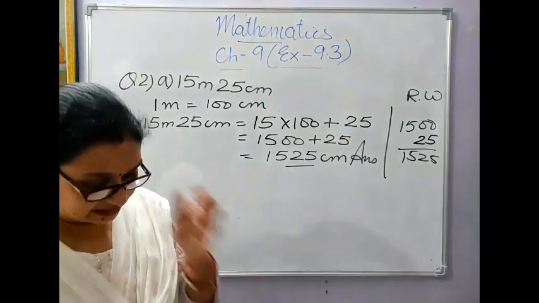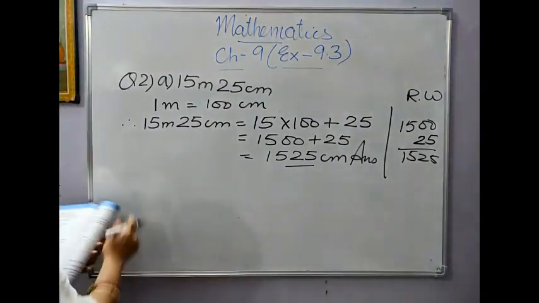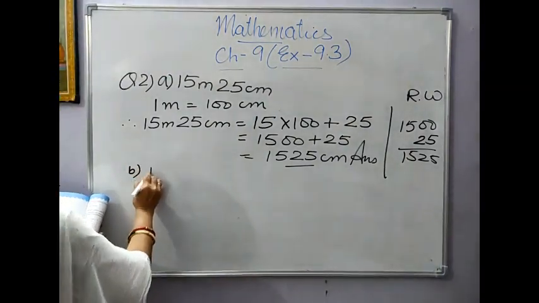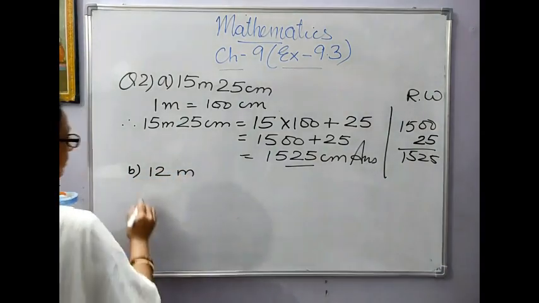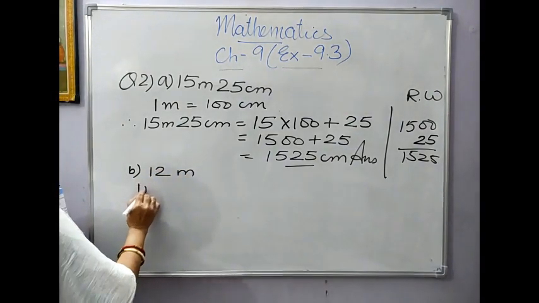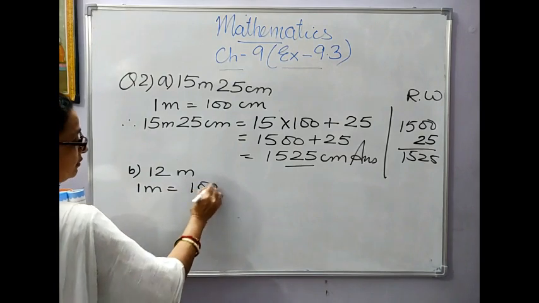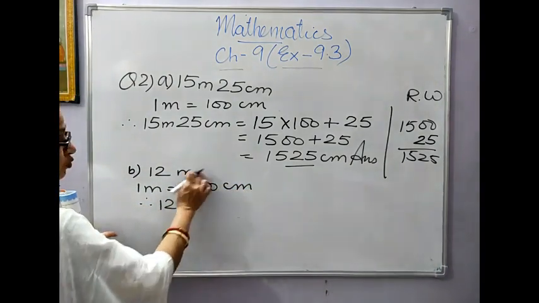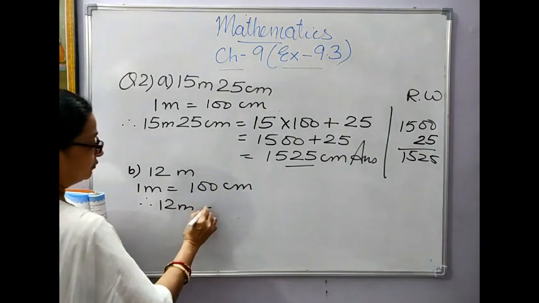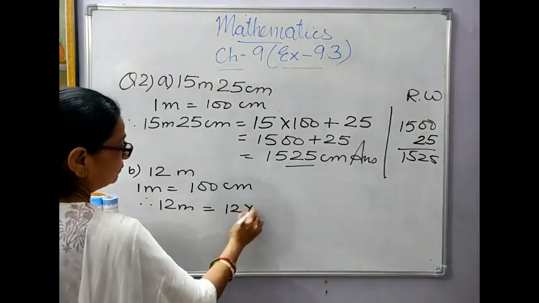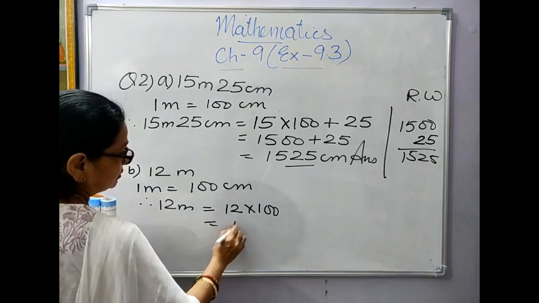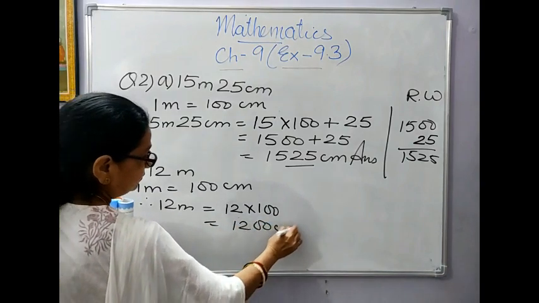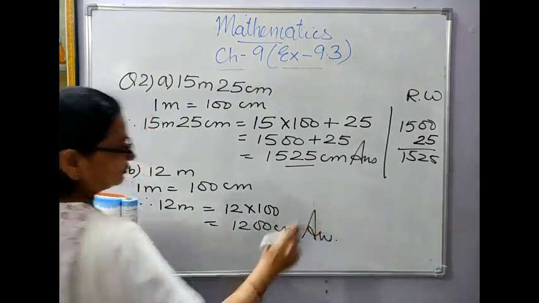Okay. Then the next is 12 meters. It is B. 1 meter is equals to 100 centimeter. Therefore 12 meters. Now there is no other number over here. We will directly multiply this. It is 1200 centimeter is your answer.